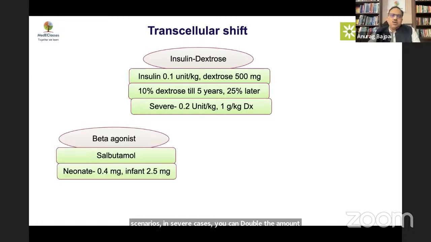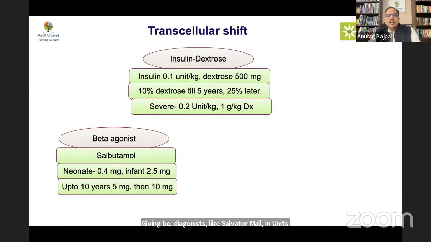Beta agonists like salbutamol, in neonates 0.4 milligrams, in infants 2.5 milligrams, will push the potassium inside the cell.